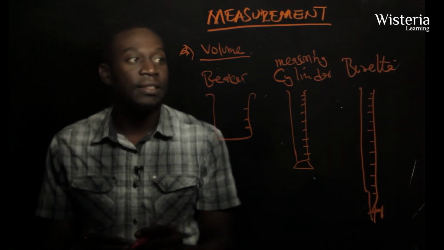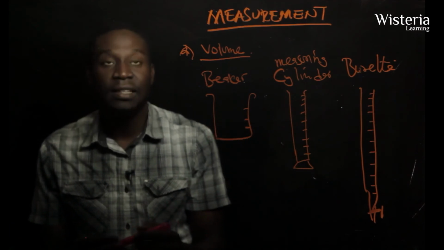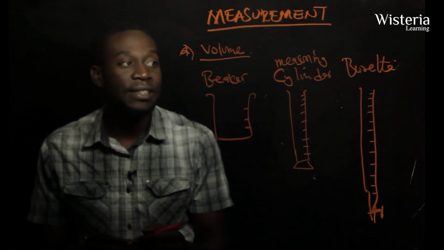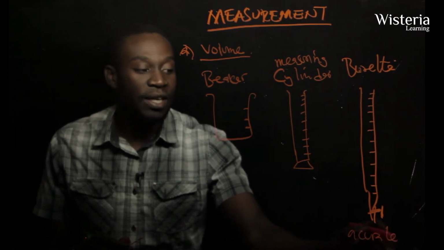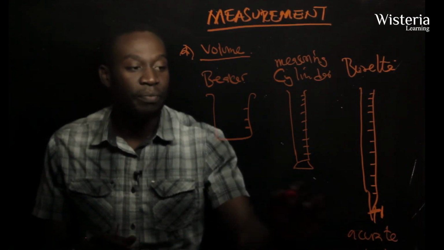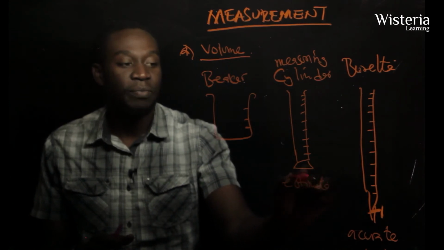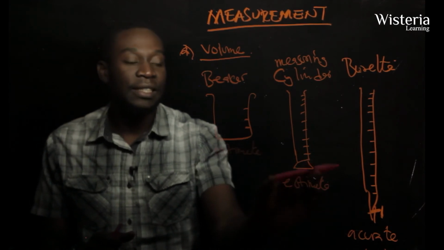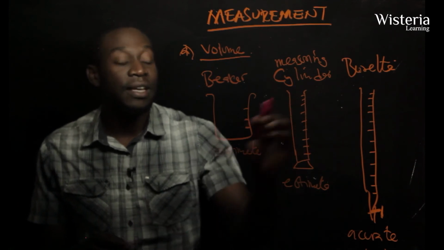A burette is the most important apparatus that we can use to measure the volume of a solution, because a burette measures the most accurately. A burette is the most accurate, up to plus or minus 0.1. A measuring cylinder, we have said, is used to estimate a volume. A measuring cylinder is more accurate than a beaker, but the one that is the most accurate is a burette.